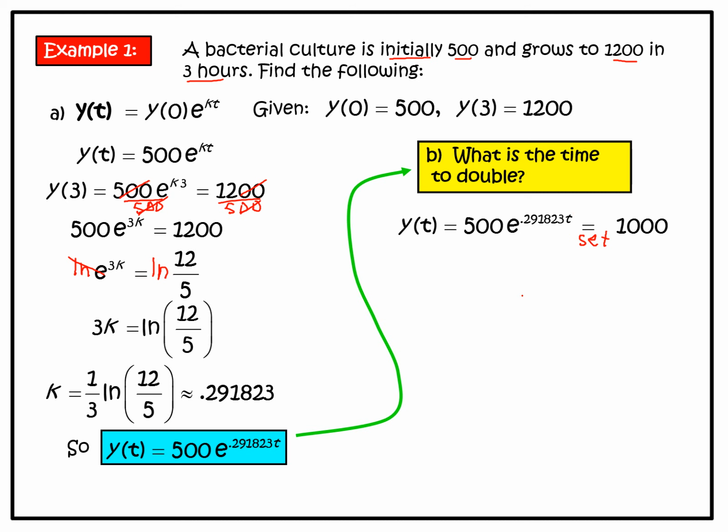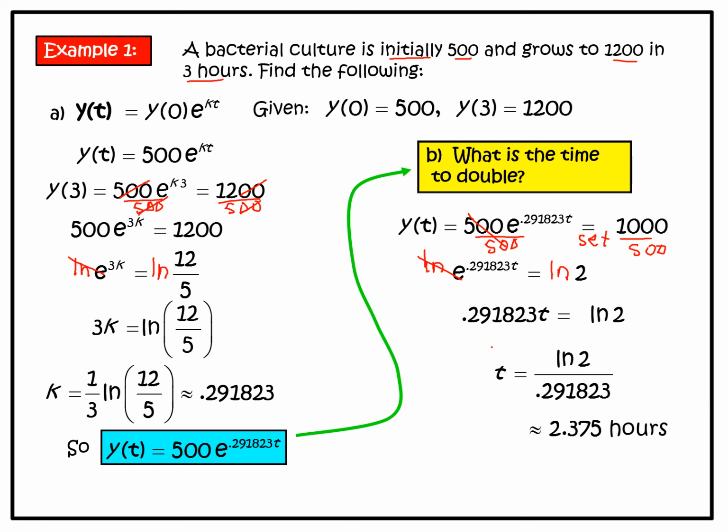So we're going to divide both sides by 500, right? And on the right-hand side, we just get 2. On the left-hand side, 500s cancel. We get the exponential all by itself. Undo exponentials with logs. So natural log on the left and natural log on the right. These guys cancel each other out. So we get 0.291823t is log of 2. Divide off that constant in front. So t is log 2 over 0.291823. And that gives 2.375 hours to 3 decimal places.